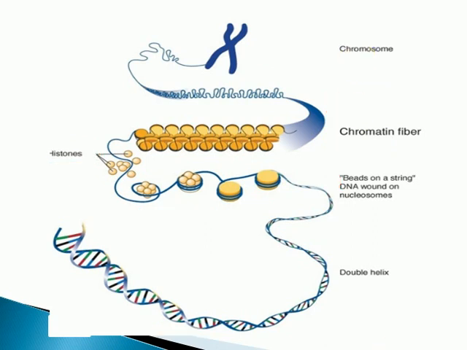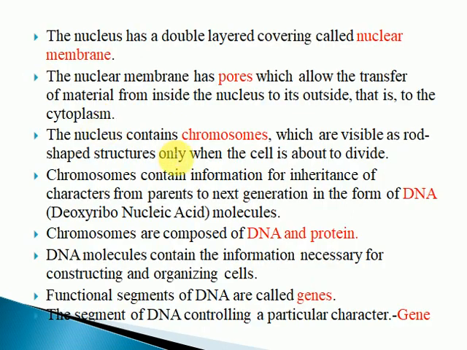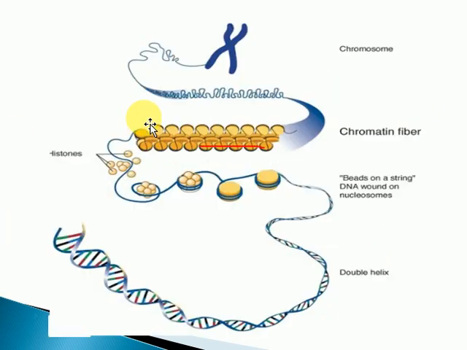You will be dealing with this in your higher classes also. I hope the difference is clear to you now. You won't get confused now. So the nucleus has the chromosomes, and chromosomes appear to be rod shaped structures. See, they are rod shaped structures.